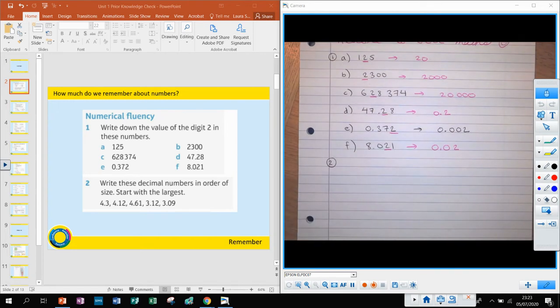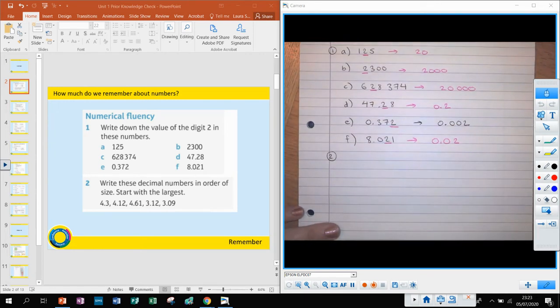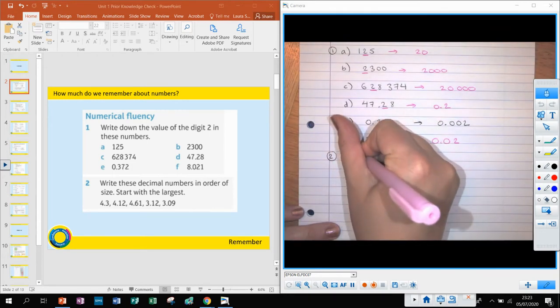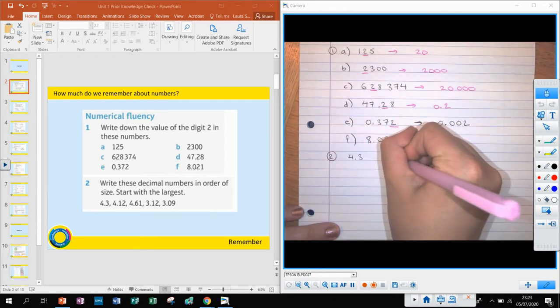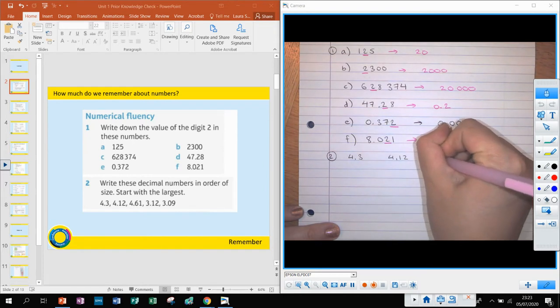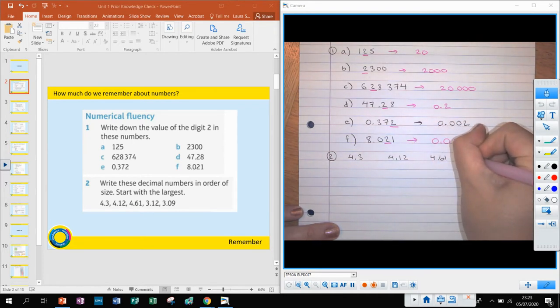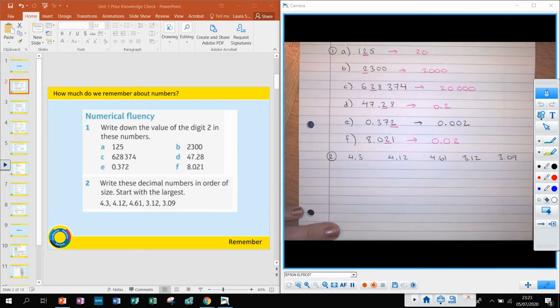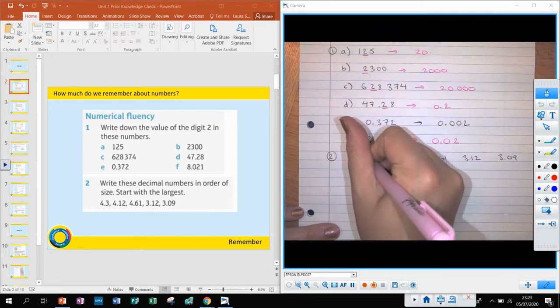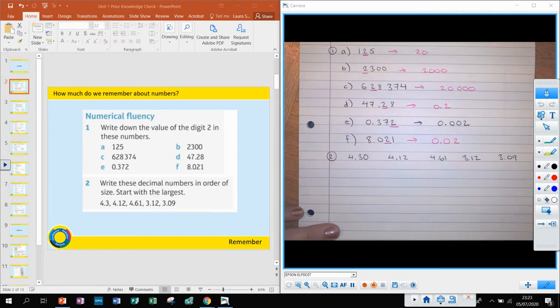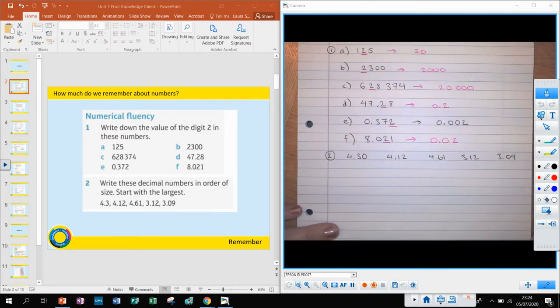Question 2. Write these decimal numbers in order of size. Start with the largest. Okay, well, my recommendation for this is to write down your numbers. Give yourself a bit of space. Okay, and notice they don't all have the same number of decimal places. So actually I'm going to fix that, okay, by putting in a 0 there. And now they all have 2 decimal places, so it's going to be easier to compare them.